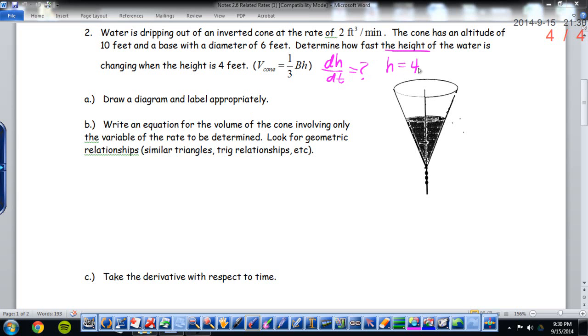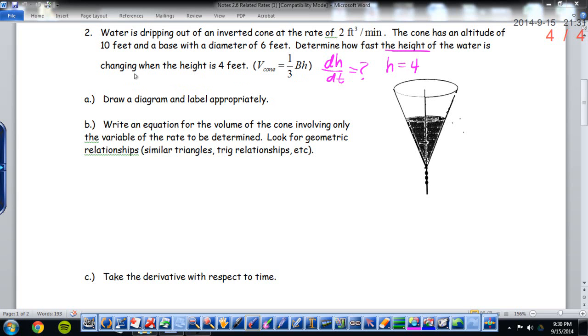Then I'm also given another rate, and that is the fact that the water is dripping out of a cone at a rate of 2 feet cubed per minute. So that measurement of water is the volume of the water. And we know that because that's how you would measure the inside of a cone, in terms of volume, and also because of the units on this, it's in feet cubed per minute.